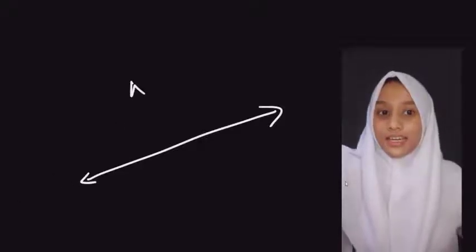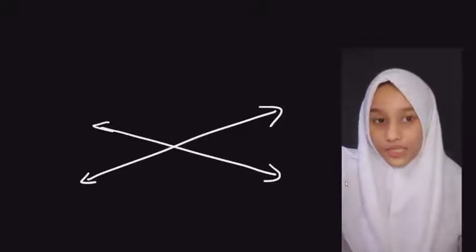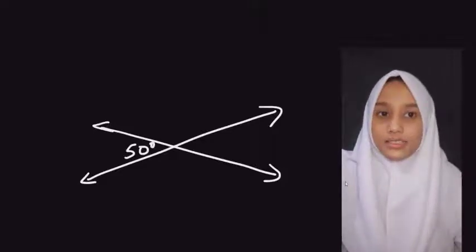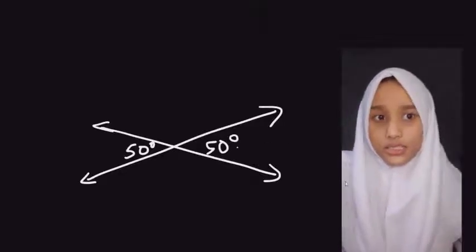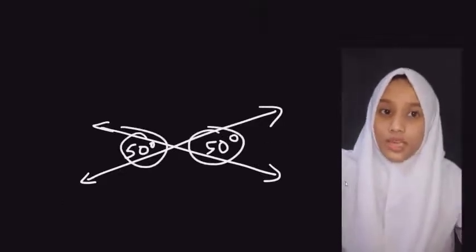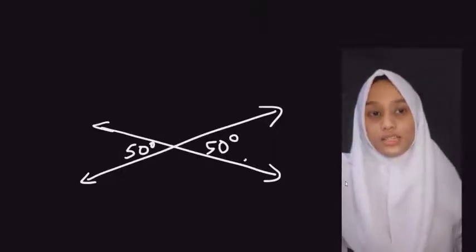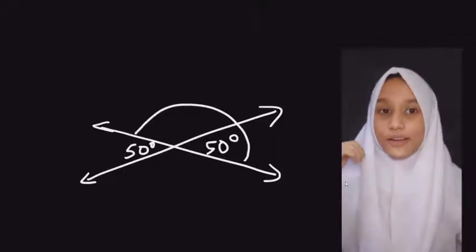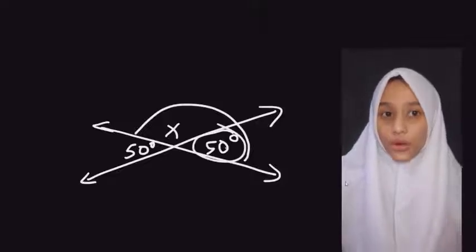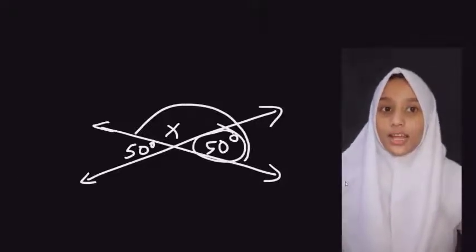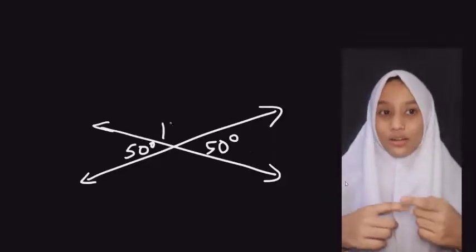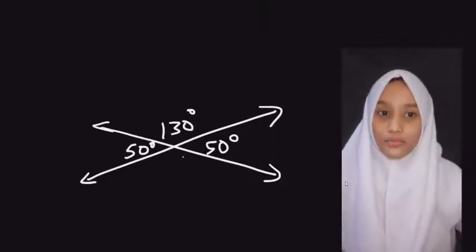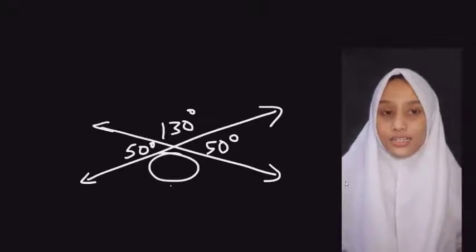Let's say if this angle is 50, what are the other three angles? This angle has to be 50 because they are vertical angles. These two angles, let's call this angle x and 50. So they form a linear pair, so therefore they have to add up to 180. 180 minus 50 is 130.